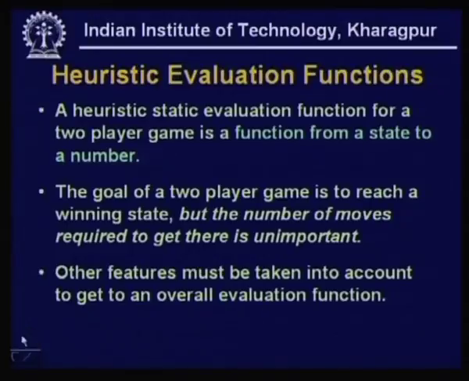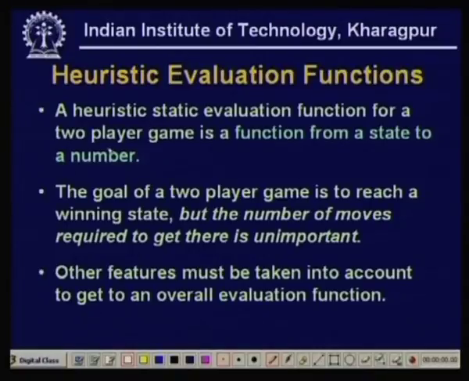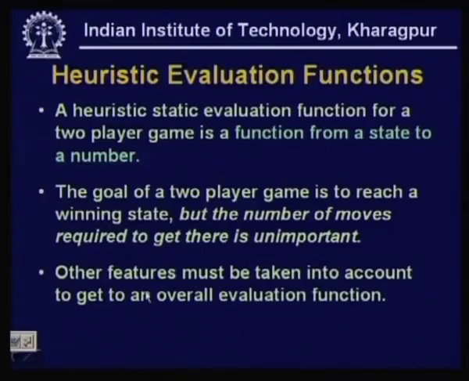So, a heuristic static evaluation function for a two-player game is a function from a state to a number which gives its estimated payoff. The goal of a two-player game is to reach a winning state, but the number of moves to reach that winning state is unimportant. So, the cost, the length of the path is not important. What is important is whether we can get to a winning state or the state with higher payoff or not. This is one of the differences with one agent search.